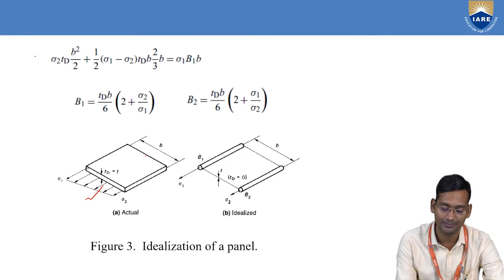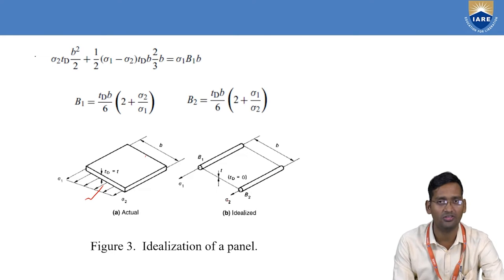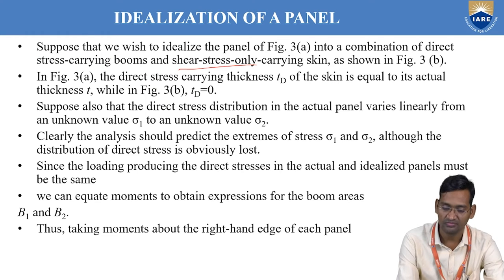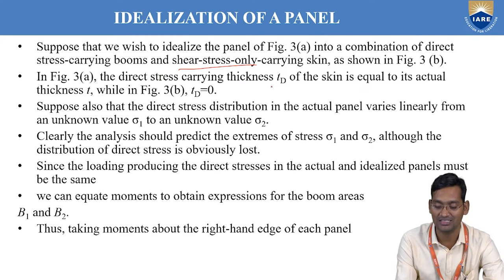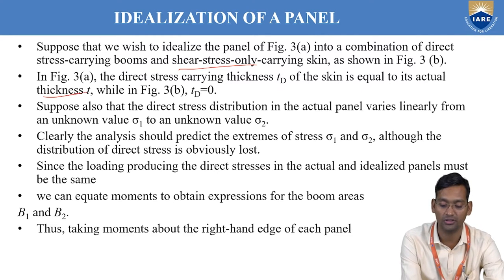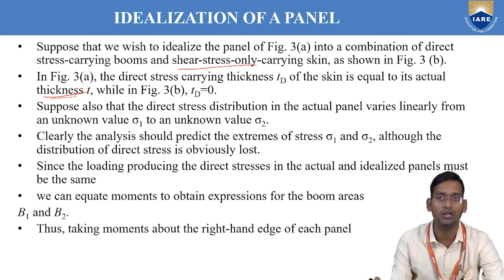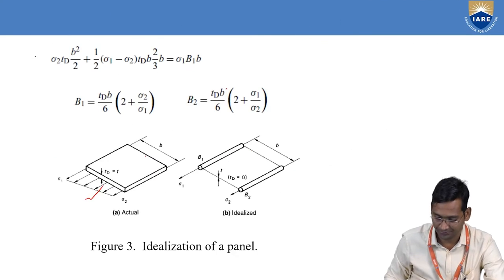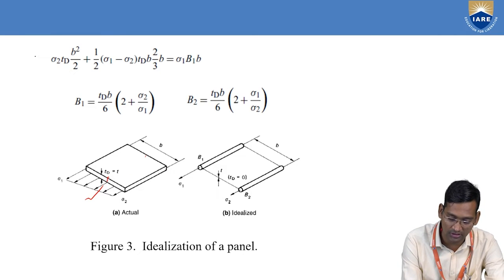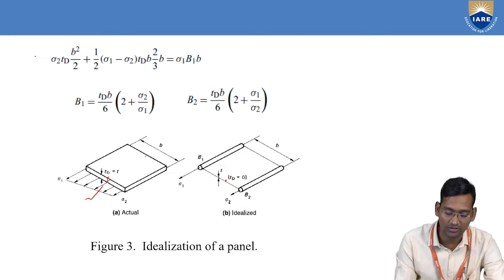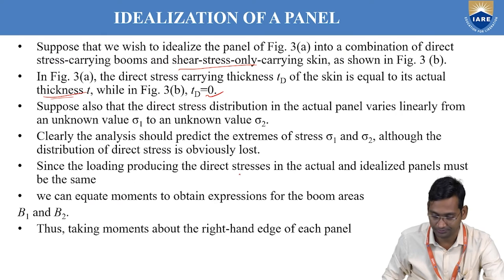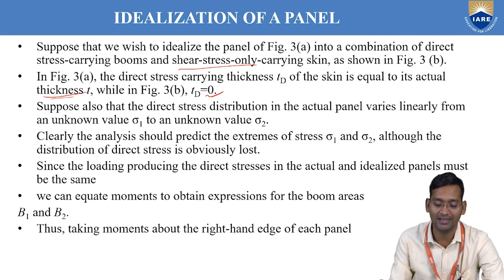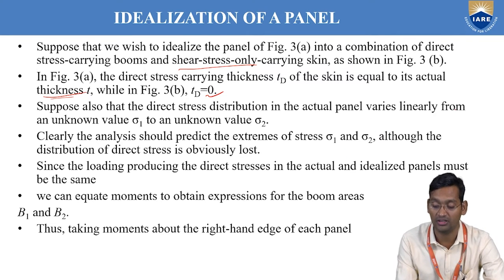Along this, B1 will act, and along this B2, so that direct stress sigma 2 will act. In figure 3a the direct stress carrying thickness t_D of the skin is equal to its actual thickness t. So t_D, the direct stress carrying thickness, is equal to what? The actual thickness t. While in figure 3b t_D is 0. So in this figure t_D is the actual thickness, but here t_D is 0, the actual thickness becomes 0.